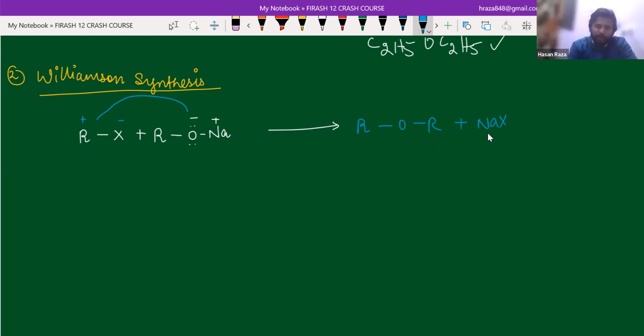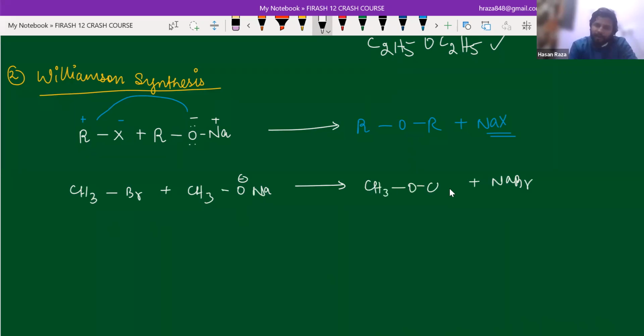Are you getting my point? If you have CH3Br and you are going to react this with CH3O negative and Na, then what will you be getting? You will be getting NaBr as a byproduct, and you will be getting methoxy methane. Is that clear?